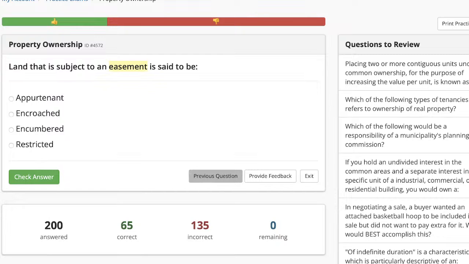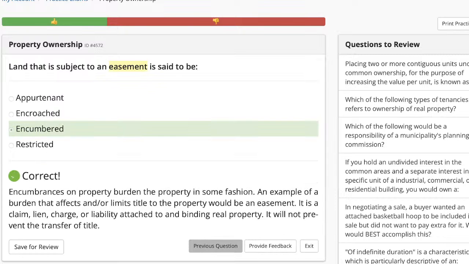All right, so therefore, what's the answer to the question on the board? Land that is subject to an easement is said to be appurtenant, encroached, encumbered, or restricted. What's the answer? What do you guys think? And the answer is encumbered. I just said it. You guys must know.